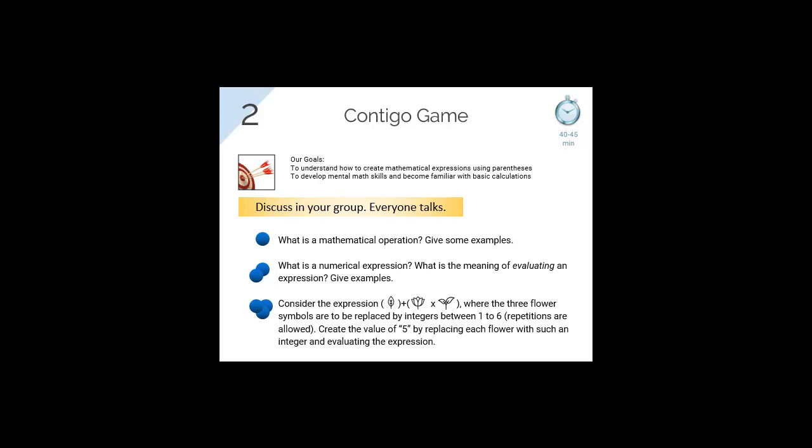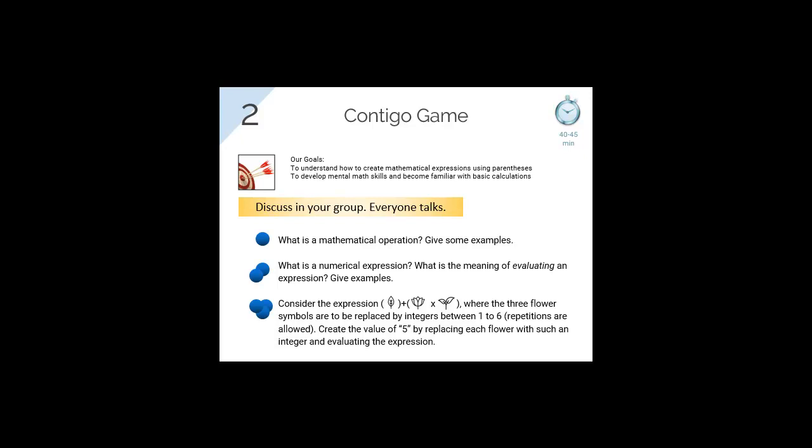First, the questions that you ask in the beginning: what is a mathematical operation? Give some examples, so addition, subtraction. Then, depending on your audience, you can ask deeper questions like, can we change the order? In addition, yes, but in subtraction, we cannot change the order. We would get a different result, etc. Then you can ask, what is a numerical expression? And what is the meaning of evaluating an expression?